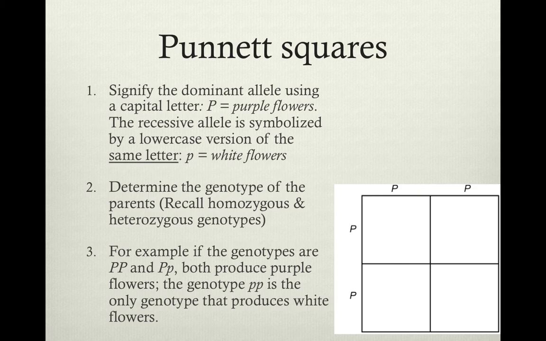So, if the genotype is homozygous dominant for one parent and heterozygous for the other, both produce purple flowers. The homozygous recessive genotype is the only genotype that produces white flowers. The phenotype for an organism is what trait is expressed by the alleles, either purple or white flowers in this example.